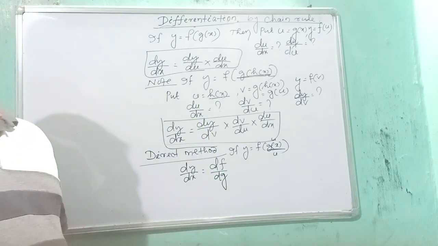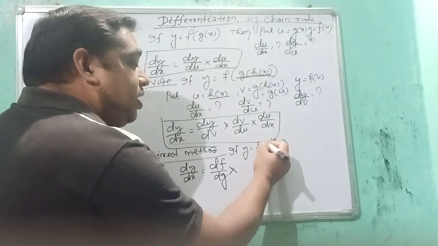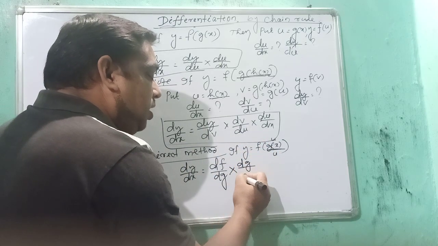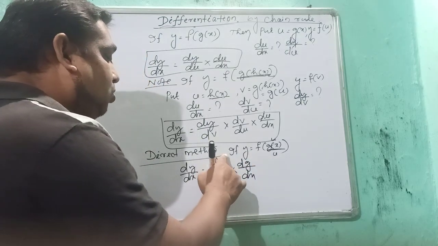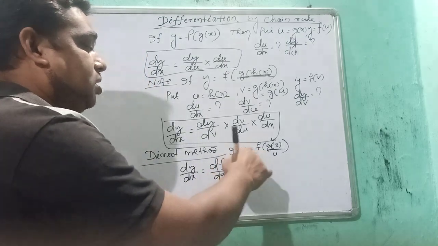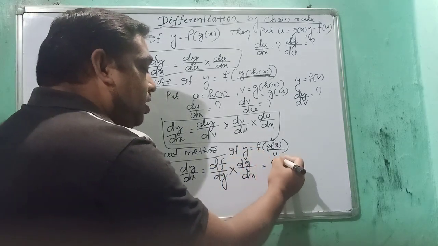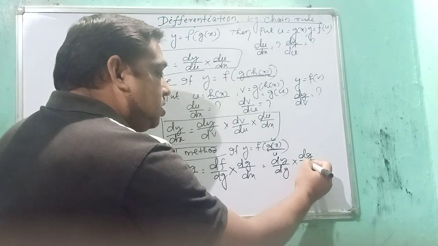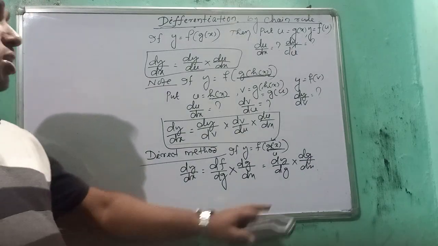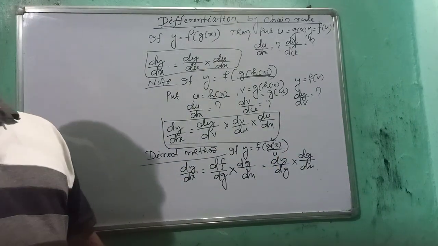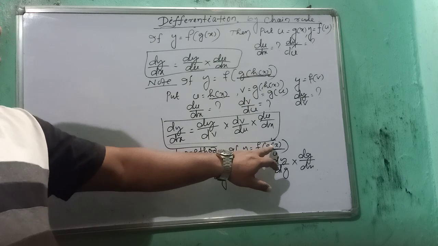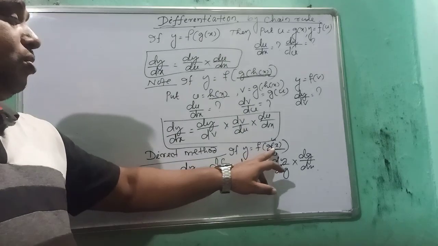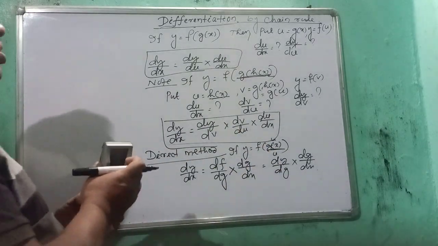So df by dg, again into the derivative of u. What is u here? g(x), so into dg by dx. If dg cancels, you will get dy by dx, where y is equal to f here. Then you can write dy by dg into dg by dx. So here dg cancels, you will get your dy by dx. So you have to first differentiate f with respect to g, then differentiate g with respect to x. So take an example.